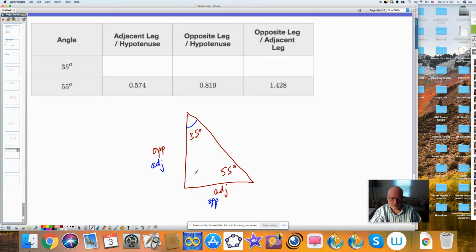So if I'm looking at the opposite divided by the adjacent for the 55, that's the same as the adjacent divided by the hypotenuse, whatever it is. Here I'm going to have 1 over 1.428. And I don't know what that is out of my head, but I'm going to put these in the opposite places.